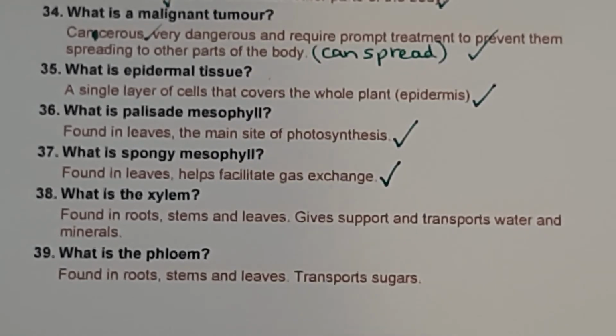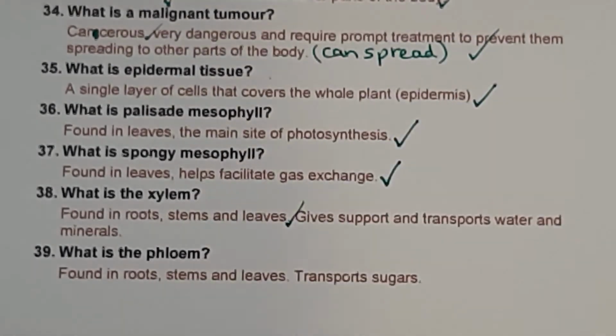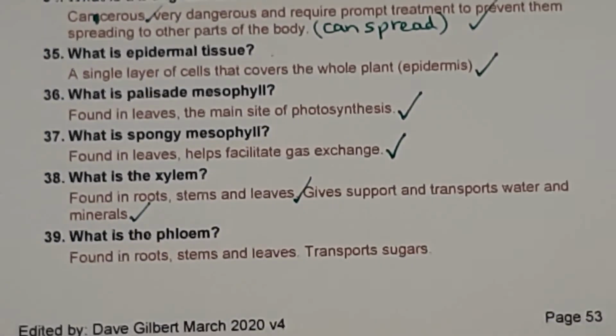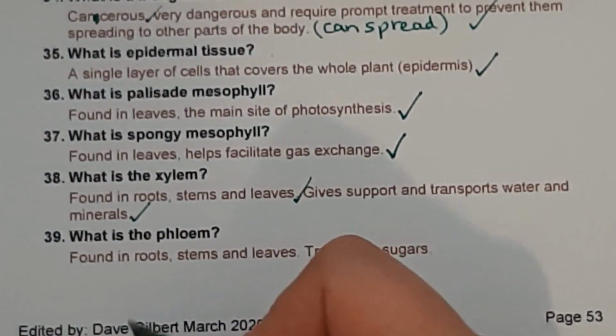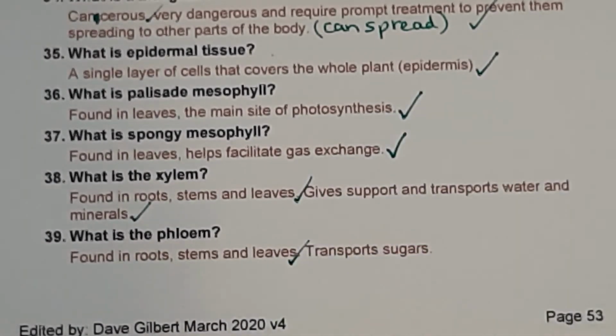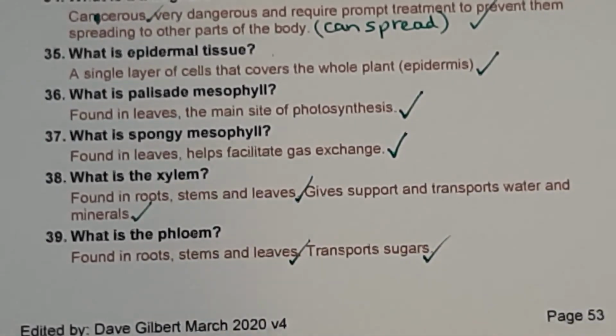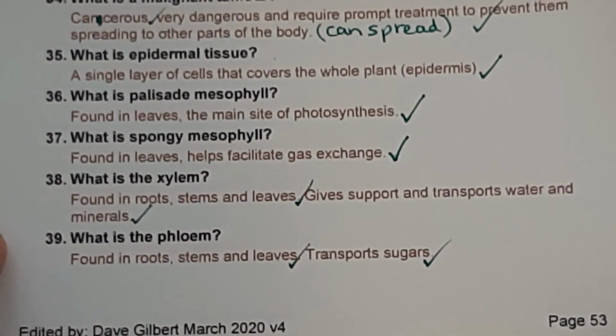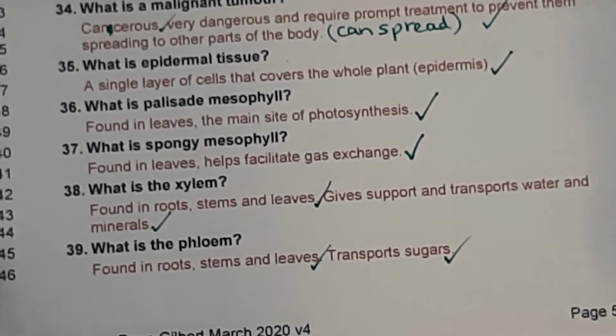What is the xylem? It's found in roots, stems and leaves, so you'll need all of that for the mark, for the first half of the mark, and then it gives support and transports water and minerals for the second part of the mark. Question 39. What is the phloem? Well, it's found in roots, stems and leaves for the first half of the mark, and it transports sugars for the second half. Again, make sure you're writing anything that you've missed onto your answers with a pen in a different colour.